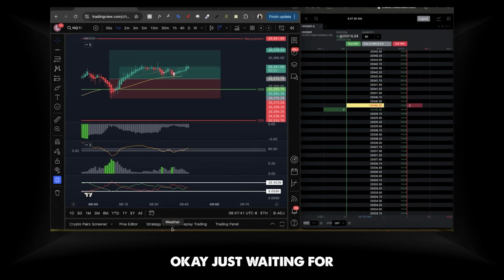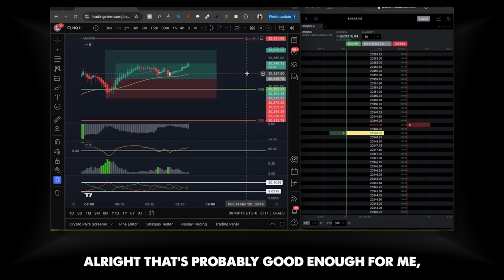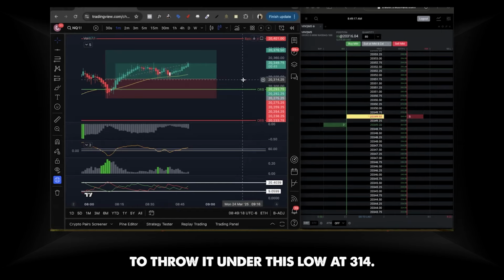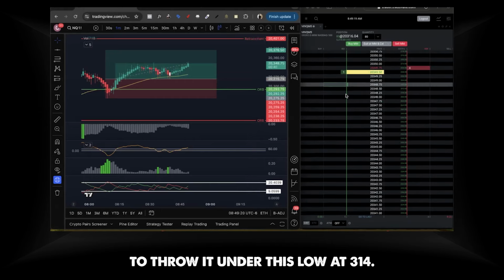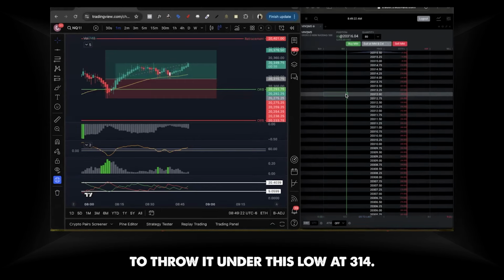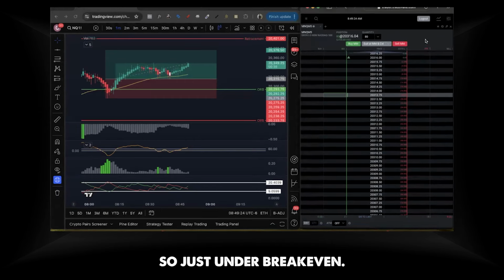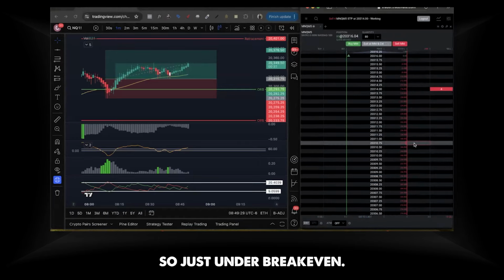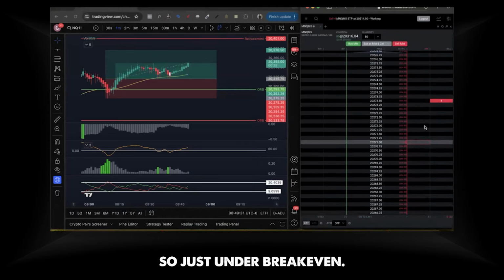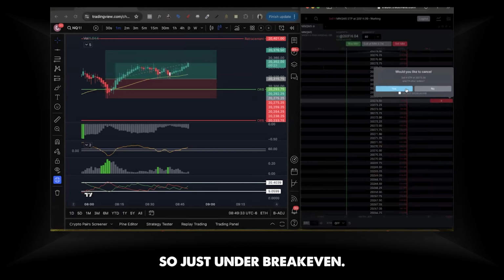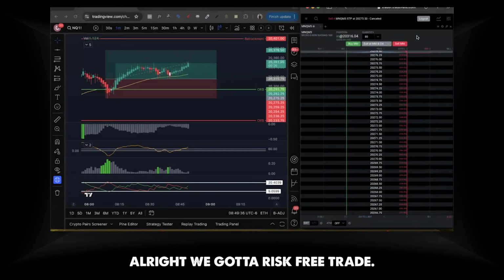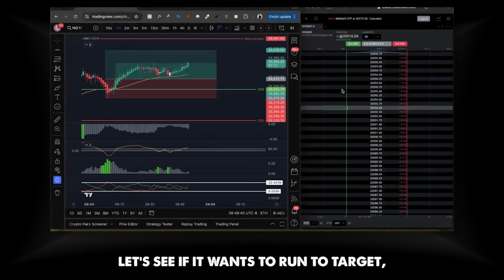Okay, just waiting for us to break the highs. All right, that's probably good enough for me to throw it under this low at 314. So just under break even. All right, we got a risk-free trade. See if it wants to run to target.